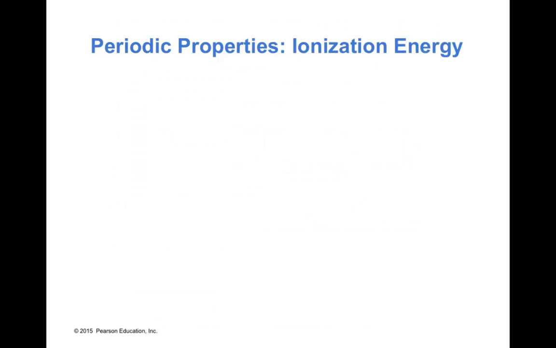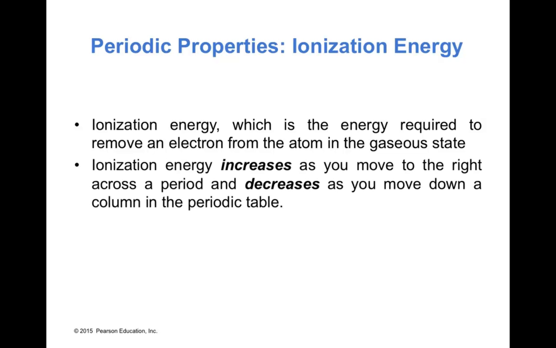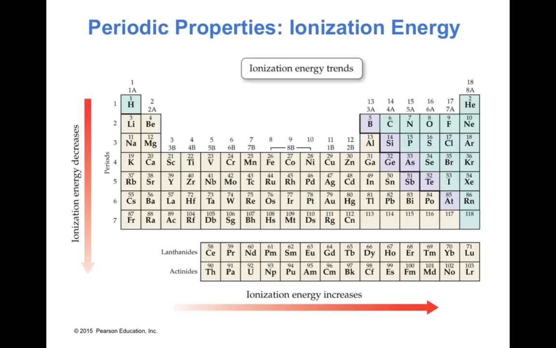Another periodic property that we can find is the ionization energy, which is the energy required to remove an electron from the atom in the gaseous state. Ionization energy increases as you move to the right across a period and decreases as you move down a column in the periodic table. So here we have a trend for the ionization energy. Remember that the ionization energy is the energy required to remove an electron.